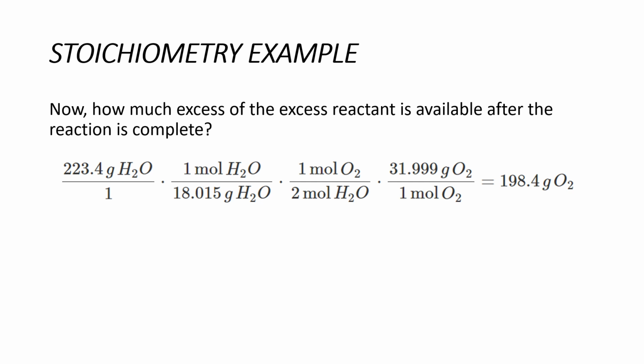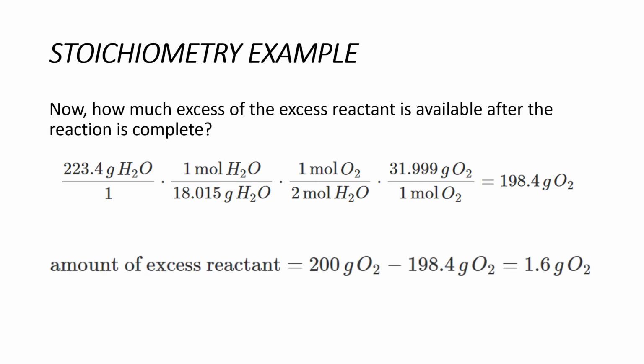However, what we had originally was 200 grams. So it's only saying that 198.4 grams of O2 was actually used in the reaction. The amount of excess reactant is the original 200 we had minus the 198.4 grams of O2 that we actually used. And that gives you 1.6 grams of O2 excess.